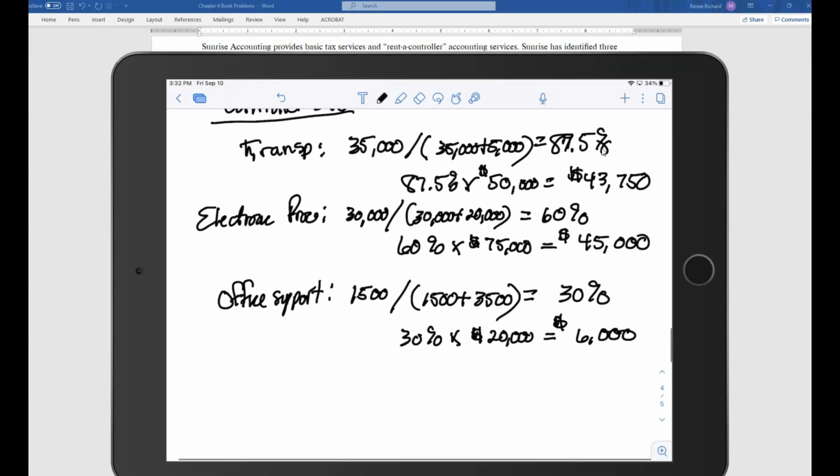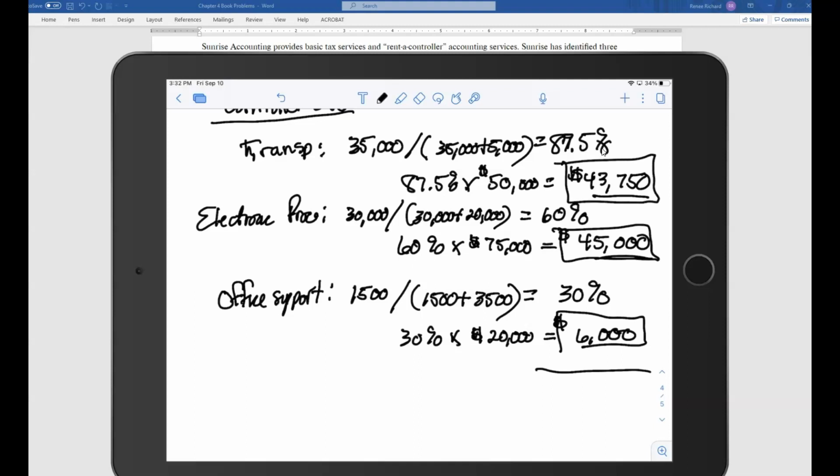If we add up these three costs, the 45,000, the 6,000, and the 43,750, so this would be our applied overhead of 94,750. Out of our total overhead amount, the amount that's used by controller services is 94,750.